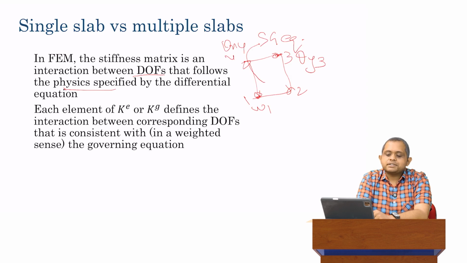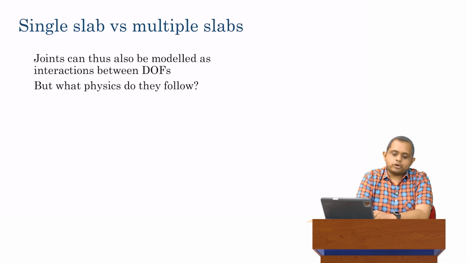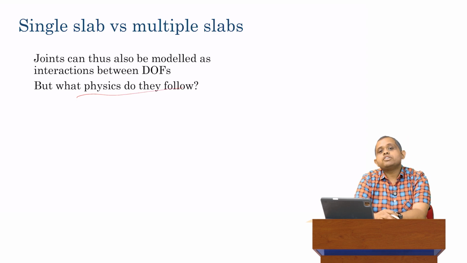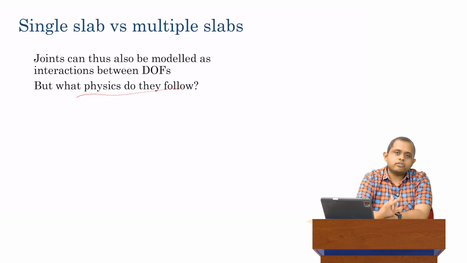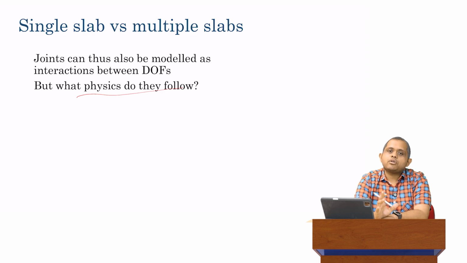As I wrote over here, the stiffness matrix is basically the interaction between the degrees of freedom, that's fine. But that interaction has to be defined by certain physics. For an individual slab, the physics is straightforward, the physics is the Sophie-Germain equation. What about the joints? What physics are joints going to follow? If we can answer this question, then we have essentially solved our problem of integrated analysis of joints and slabs. But as we shall see, this is not such a straightforward question to answer.